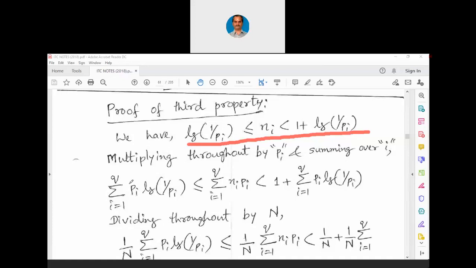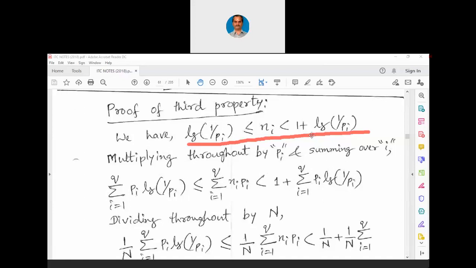Multiplying throughout by Pi. We have multiplied here by Pi, log of 1 over Pi, and we have summed over i equals 1 to q. Summation of i equals 1 to q of Pi log of 1 over Pi is less than or equal to, again, summation of i equals 1 to q, multiplied again by Pi, and 1 plus summation of i equals 1 to q, Pi log of 1 over Pi.